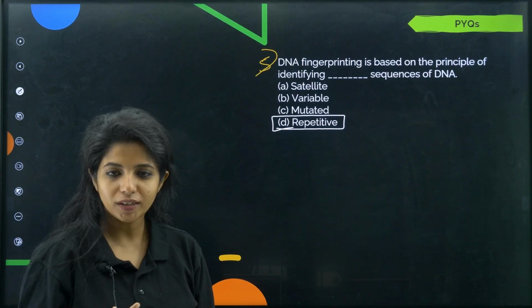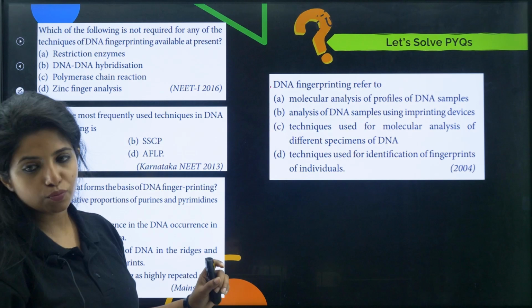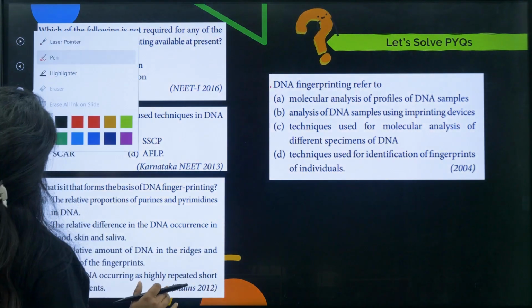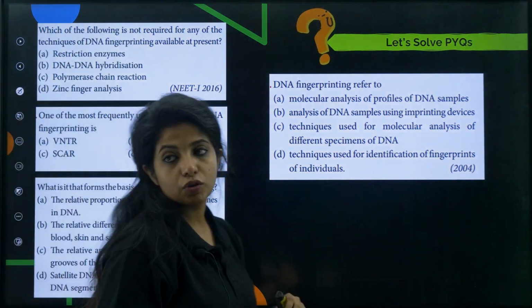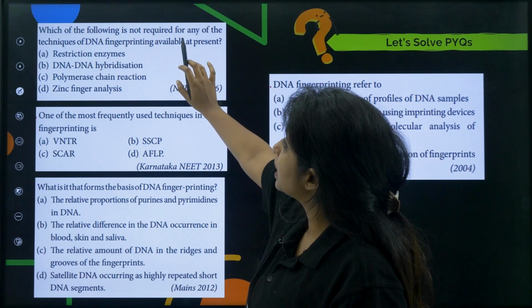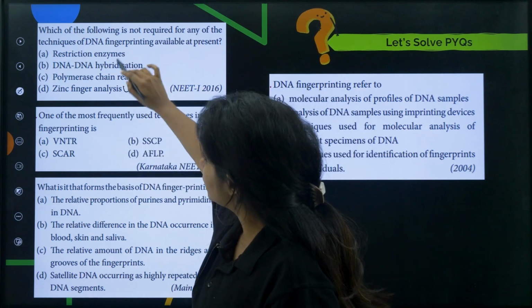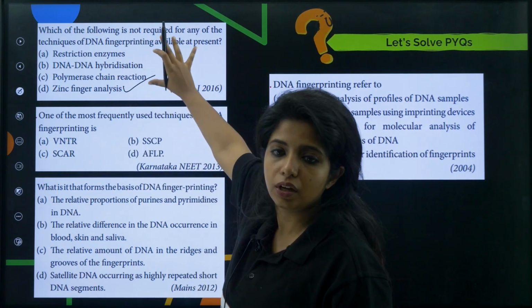Okay, cool. Or if you want to be more specific, this is not a NEET question. This was just put down there, so I put it down here as well. Now, let's solve the questions which were asked. Which of the following is not required for any of the techniques of DNA fingerprinting available at present? It is zinc finger analysis which is not required. The rest of them you saw are involved in the process of DNA fingerprinting.